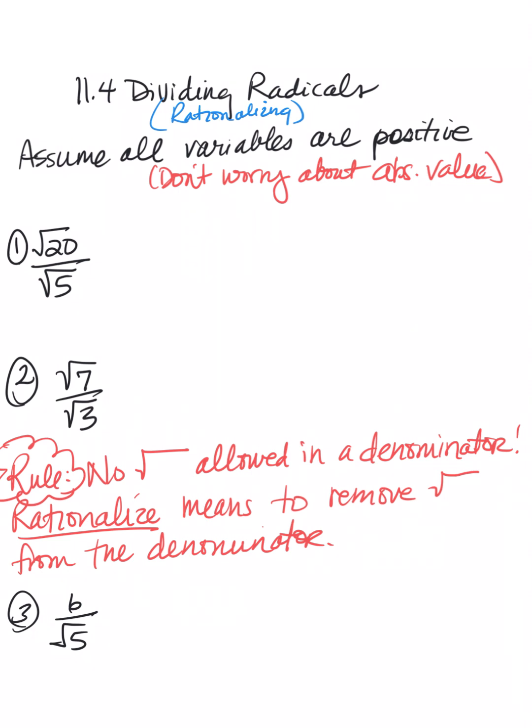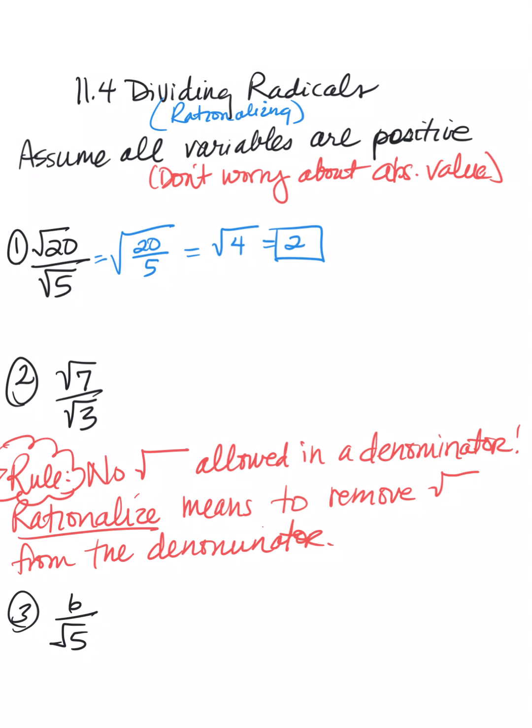So let's look at number 1. Let's talk through this. When you have a radical over a radical, you could rewrite this as the square root of 20 over 5, all under one radical. Then you can simplify that. The square root of 4 is just a nice even 2. That's fine. But what about number 2?